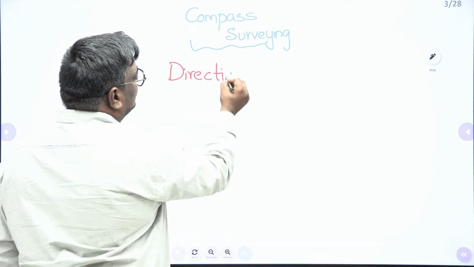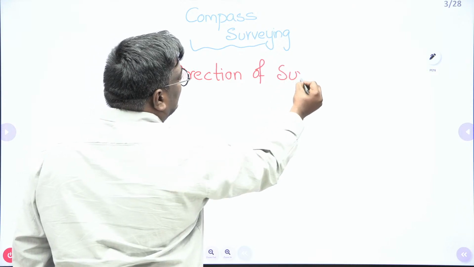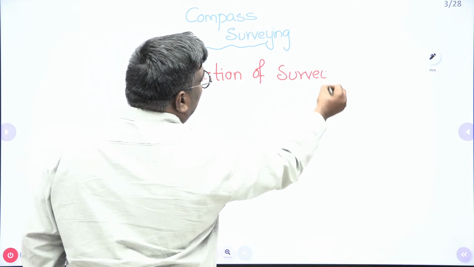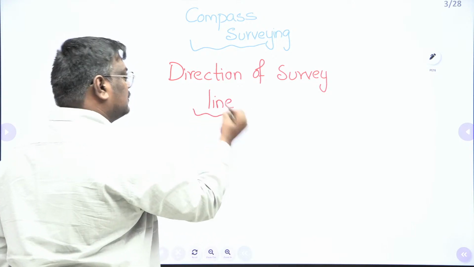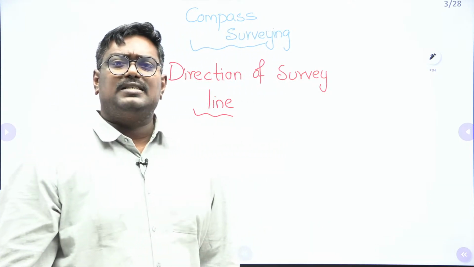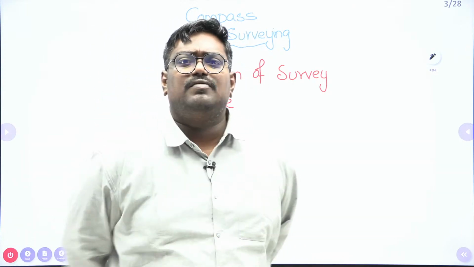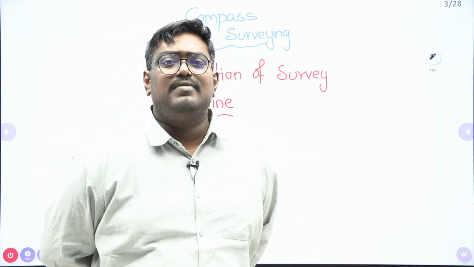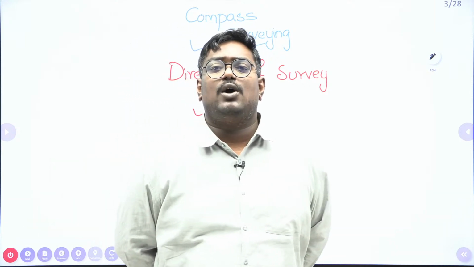If anyone asks you how the direction of a survey line or horizontal angles are measured, the direction of a survey line is measured with a compass. So here, my dear students, what is compass surveying? It is a branch of surveying in which the directions of the survey lines are measured with the help of a compass and the lengths are measured using a chain or a tape.